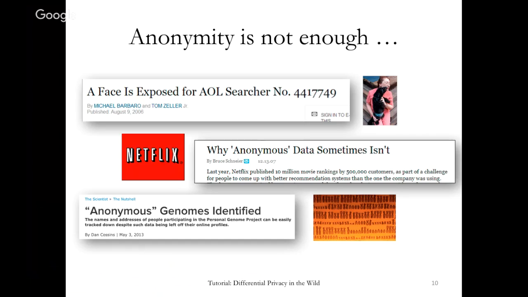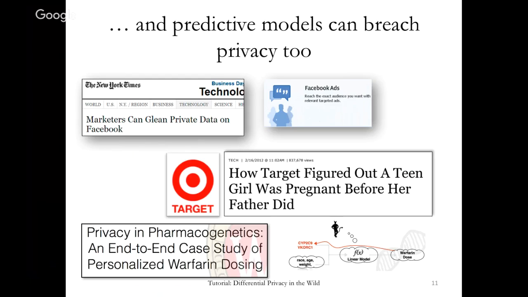Just looking at the searches, reporters from the New York Times were able to uniquely identify a single individual. They actually figured out what her name was, where she lived, what her age was, that she had pets, that she had certain medical conditions. They could actually go knock on her door and ask her, did you make these searches? So anonymity is not enough, because every bit of information is very highly identifying of individuals. And not only is aggregated or de-identified data problematic, even releasing predictive models can breach your privacy.